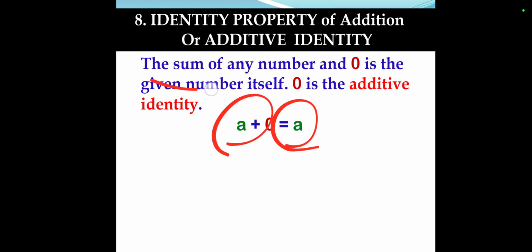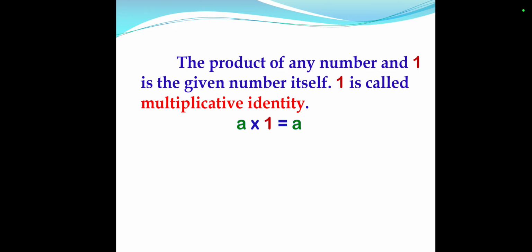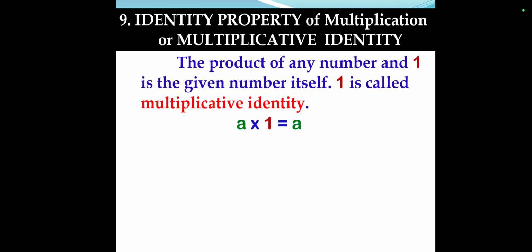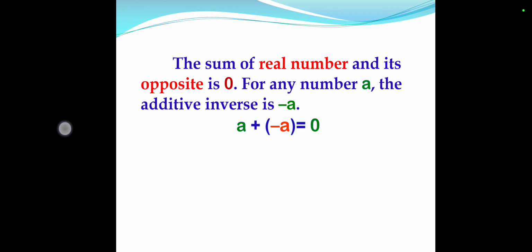Okay? So it is the sum of any number and 0, and the result is still the same. The number itself. Same with the product, but you don't multiply it with 0. You multiply it by 1 so that your answer is the same. So A times 1, still the same. B times 1, still the same. 1 times 1, still the same. 3 times 1, it's still 3. 25 times 1, it's still 25. 1 times the decimal 0.75, still the same. The number itself. Okay, so that's it.